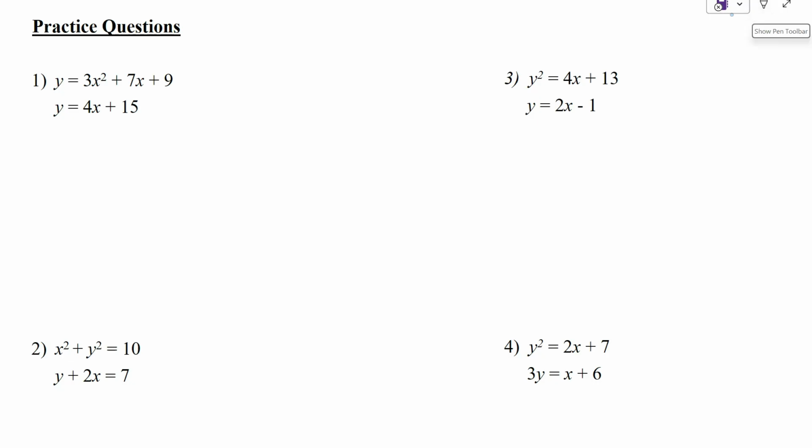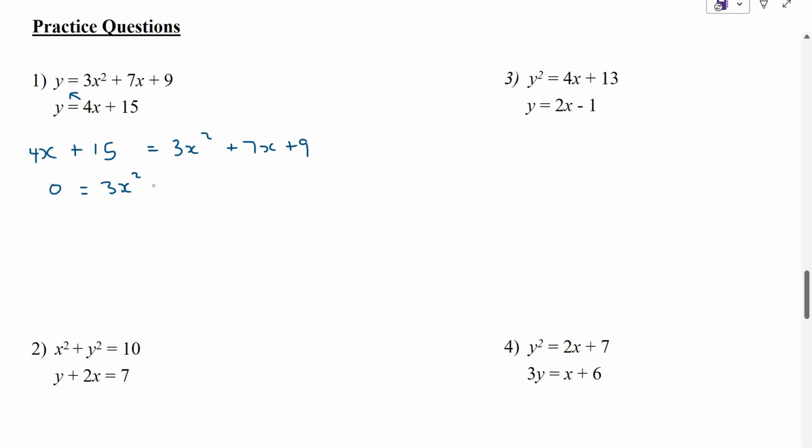Okay, so let's have a look at the first question. So we can see we've got our quadratic and our linear equation, and our linear equation already has y as the subject, so we can go ahead and substitute this in. So we are going to have 4x plus 15 as y equals 3x squared plus 7x plus 9. So let's simplify this to make this equation equal 0.